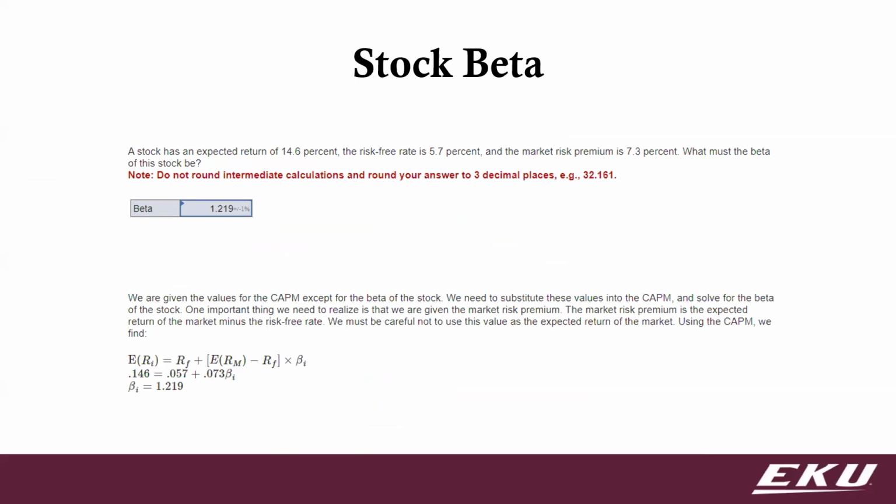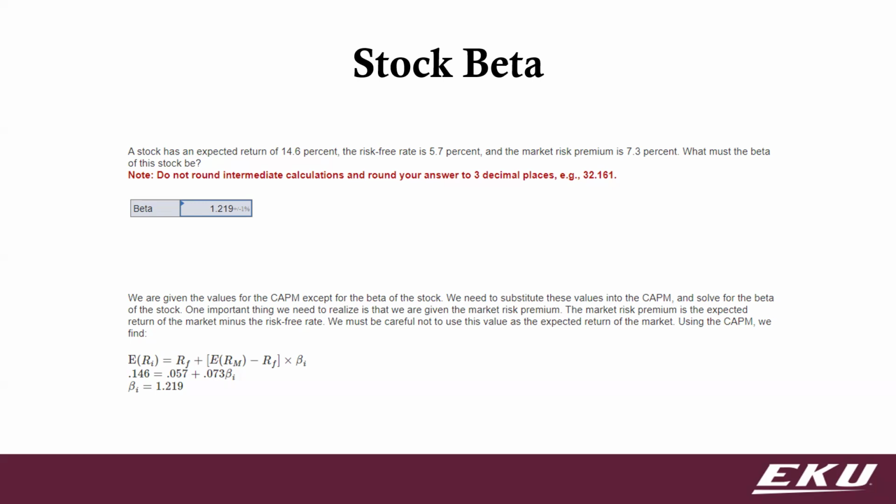Okay, so beta is a measure of how risky a stock is relative to some standard, such as the market. We have an expected return. We do have a risk-free rate. We do know that the market risk premium is 7.3%. So they're saying, what is the beta, right? So the expected return on a stock is going to be equal to the risk-free rate plus the market risk premium times beta. Right? They told us what the expected return was. They told us the risk-free rate. They told us what the market risk premium is. So we just solve for beta.